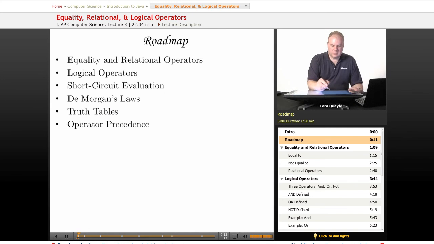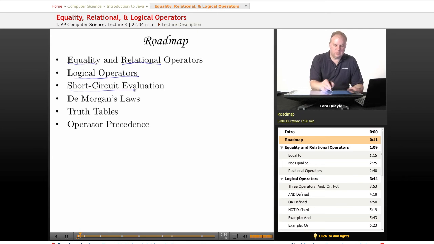In today's lesson, we will talk about equality and relational operators. Relational operators would be things like less than and greater than. Then we'll talk about logical operators. Logical operators deal with Boolean values, true and false values.